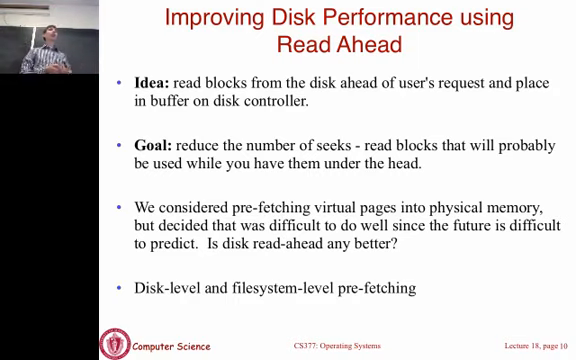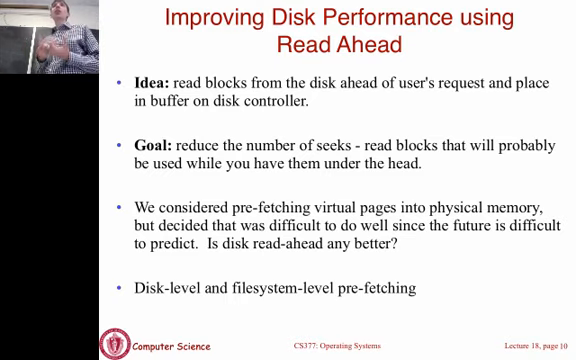The idea here is that if your OS is reading a file and you see that I requested block 1 of the file and then I requested block 2 and block 3, there's a pretty good chance that you're about to request block 4 and block 5, and so on and so forth.